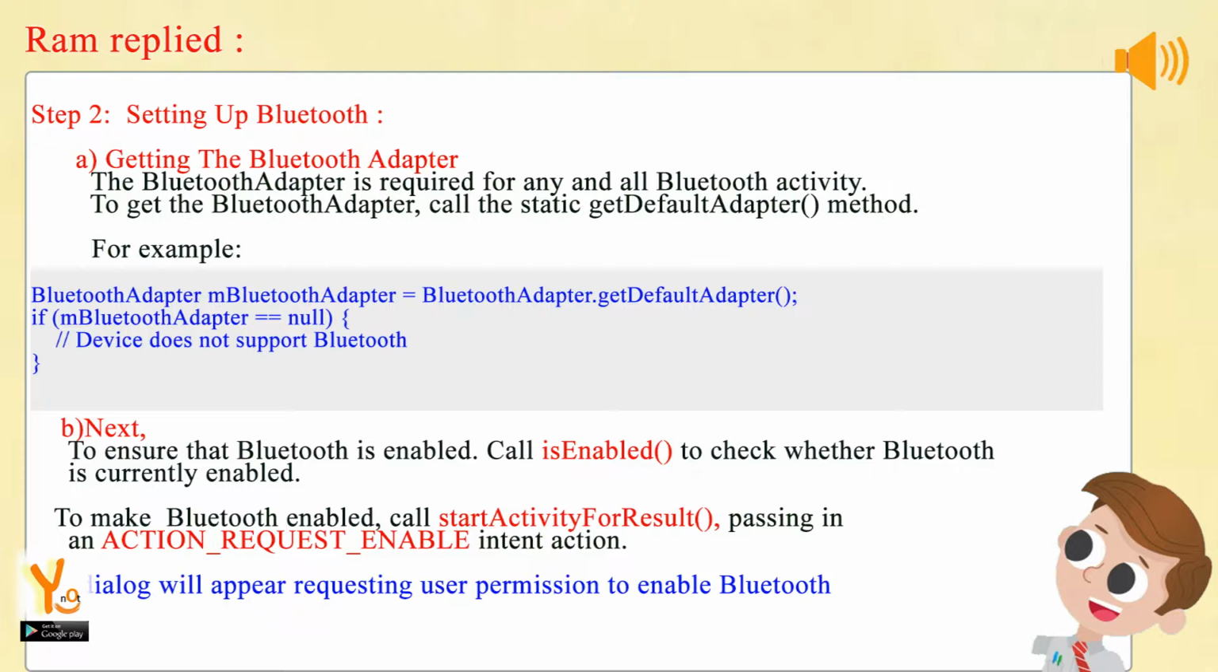To make Bluetooth enabled, call startActivityForResult, passing in an ACTION_REQUEST_ENABLE intent action. A dialog will appear requesting user permission to enable Bluetooth.